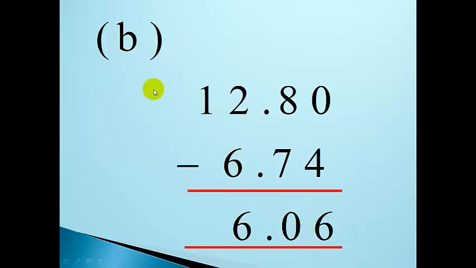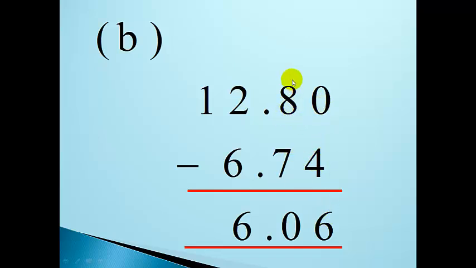Now let's look at the solution in B. 12.80 minus 6.74. So we subtract 4 from 0. And because 4 is greater than 0, we have to borrow 1 from 8. When we add the 1 to 0, we have 10. Now when we subtract 4 from 10, the result is 6.